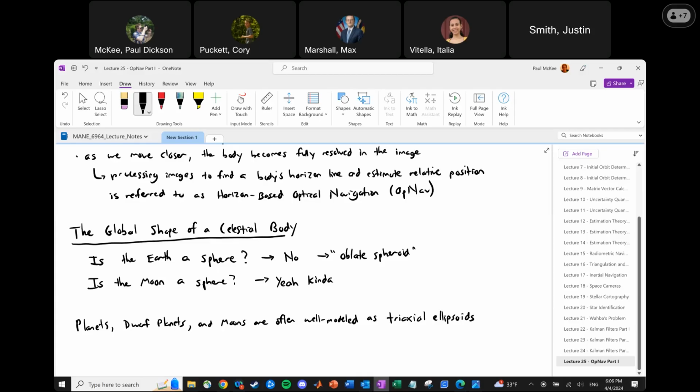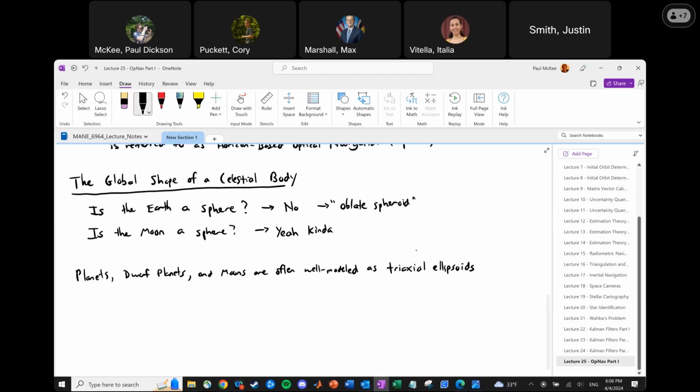Triaxial meaning having three axes, right? So a triaxial ellipsoid works like this: x squared over a squared plus y squared over b squared plus z squared over c squared is equal to 1. And that describes what is basically a football shape.